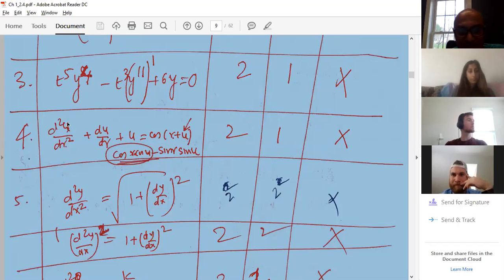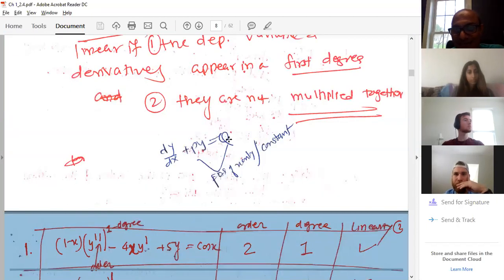First of all, u double dash means u'' squared, u dash. Look, they are not multiplied together, right? And the powers are the same, 1, 1, 1. So it looks like both conditions are satisfied on the left side. Right side: what is the standard form of a linear equation? P and Q must be a function of x or constant.